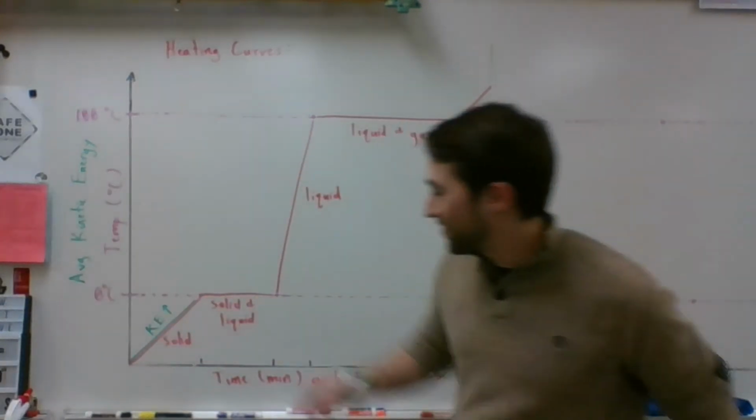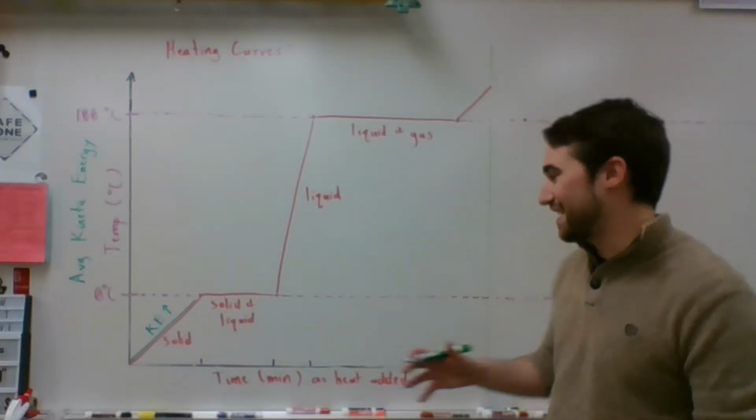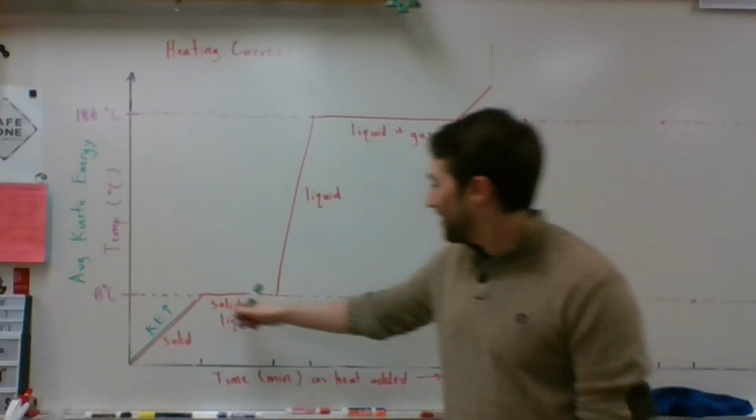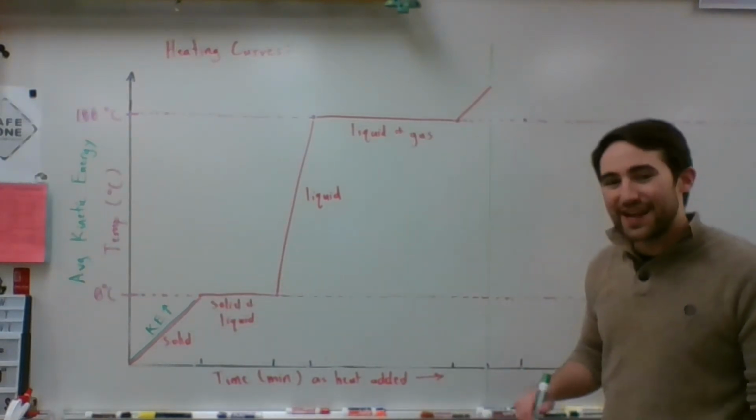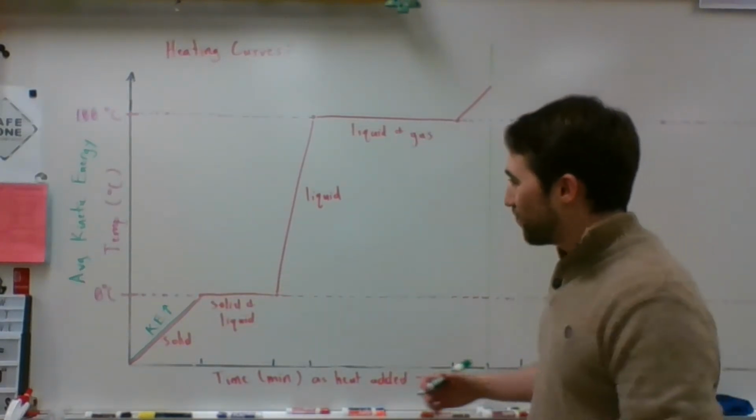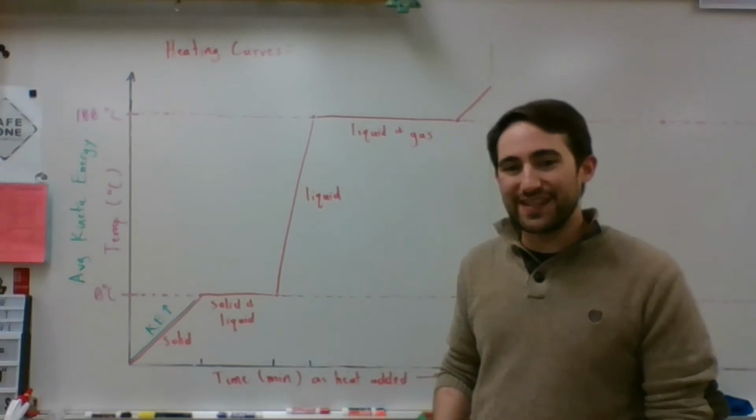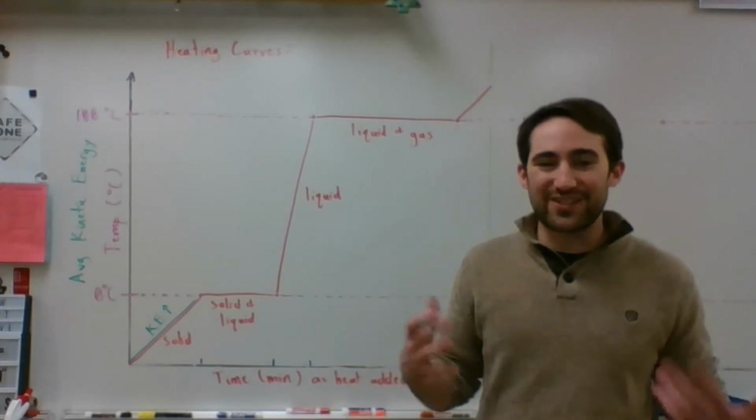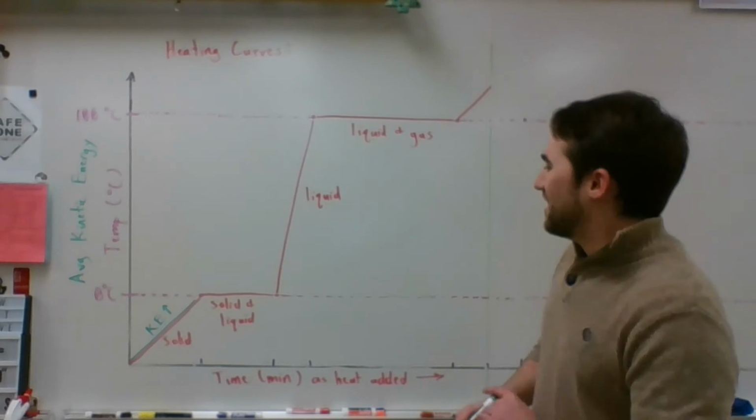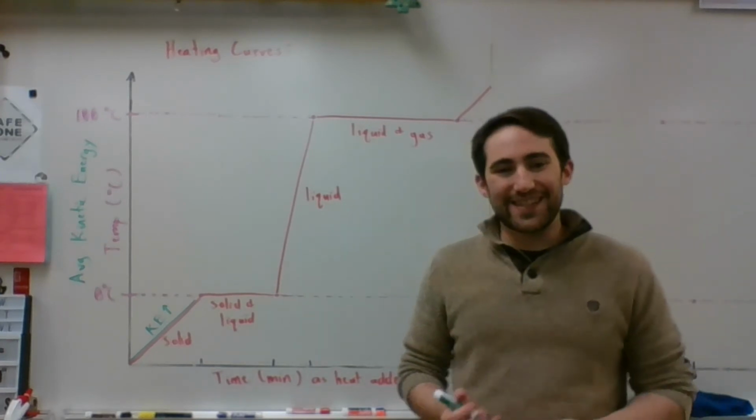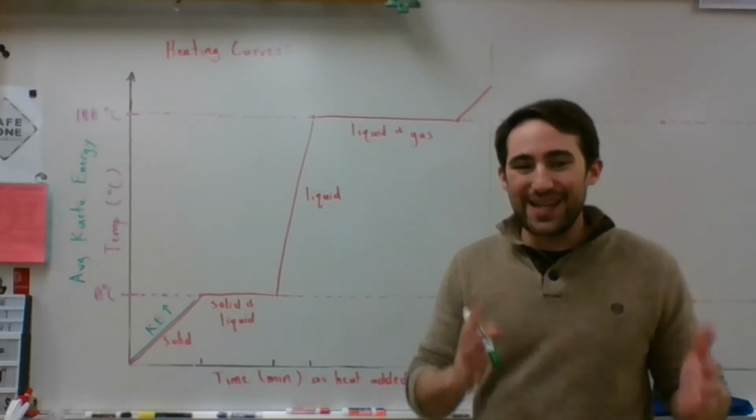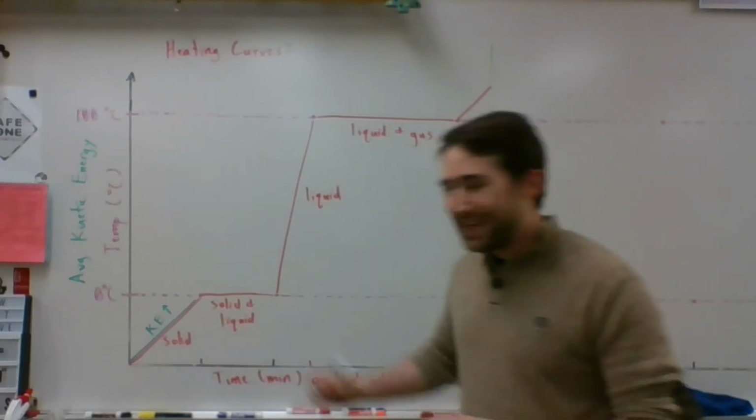So all through this first segment, kinetic energy is increasing. KE is going up. Now on this next segment, if kinetic energy were still increasing, that would mean temperature would be increasing, because that's all temperature is: particles moving faster and faster, slower and slower, whatever. But it doesn't change. So what is that heat being used for? We are still adding heat here.